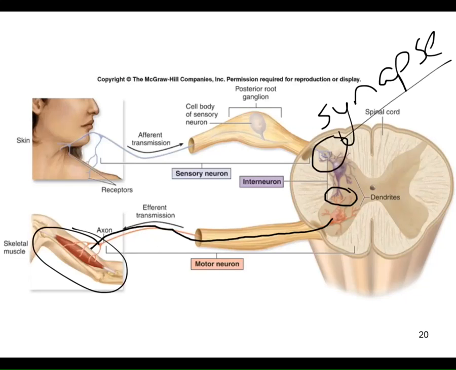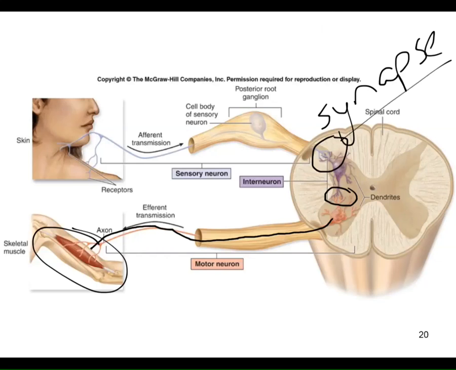Right, we just flex and slap that bug off your shoulder, scratch your shoulder. Okay. So now we're seeing the connection, right? We've got incoming sensory neuron talking to an interneuron, which then talks to an outgoing motor neuron. Afferent in, efferent out.